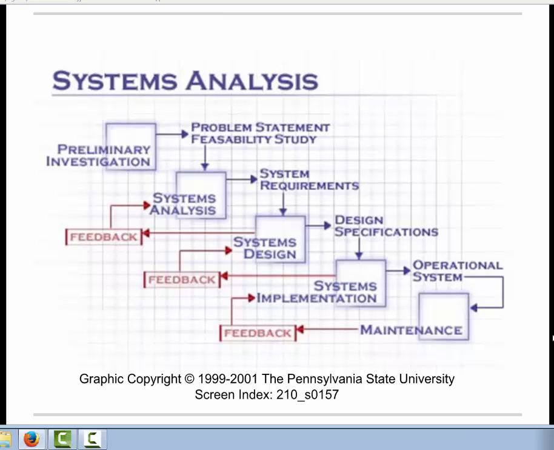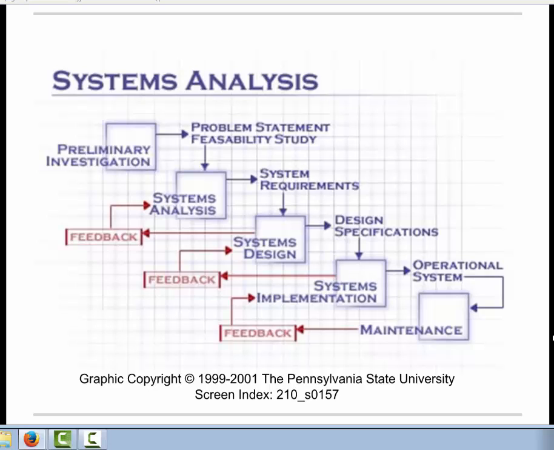Here's a diagram of how development used to proceed in the past. Now, this is considered to be a fairly archaic way in which systems are designed, but believe it or not, there are still many adherents to this particular methodology. In the past, we would begin with a preliminary investigation, and from that we would develop a problem statement and maybe do a feasibility study to see if the database project was feasible to do. From there, we would work our way into systems analysis, and from that, we would produce a set of system requirements. We would then roll into design, producing a set of design specifications, and then we would actually try and implement that design and produce an operational system.